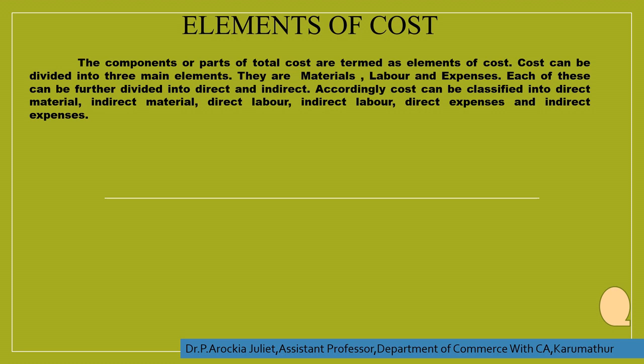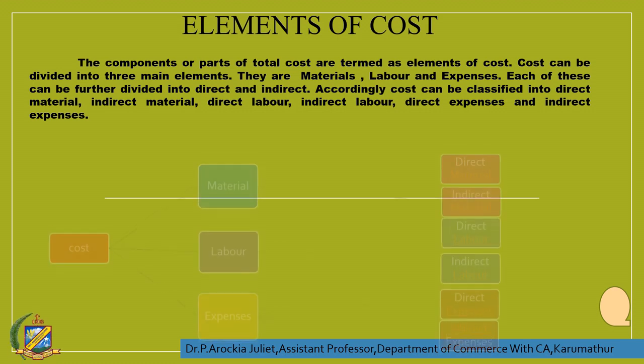Cost is divided into three main elements: materials, labor and expenses. Each element is also divided into two parts, that is direct and indirect. Accordingly, cost can be classified into direct material, indirect material, direct labor, indirect labor, direct expenses and indirect expenses.